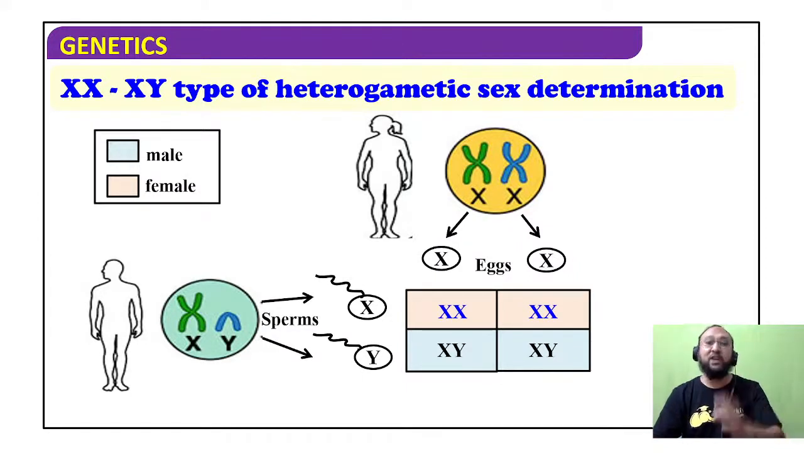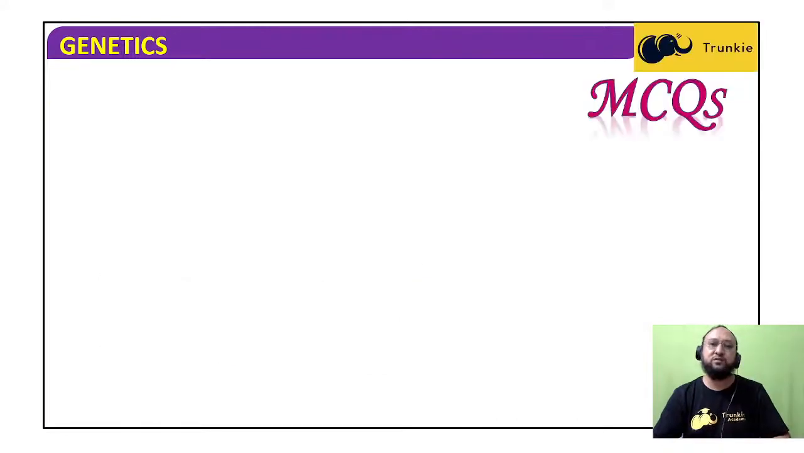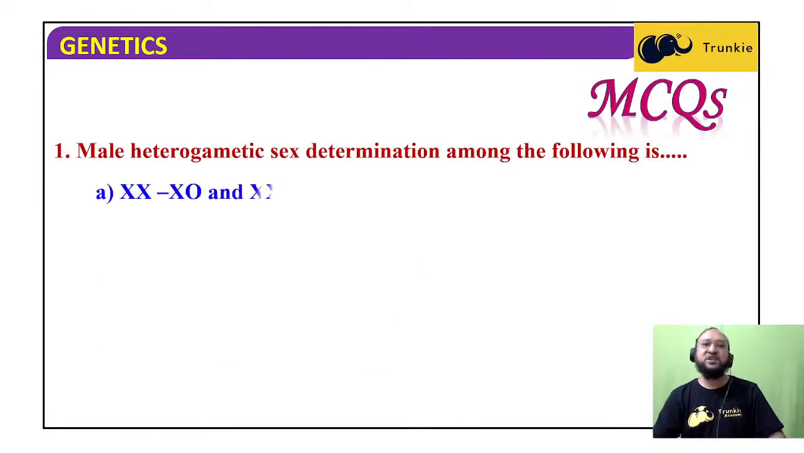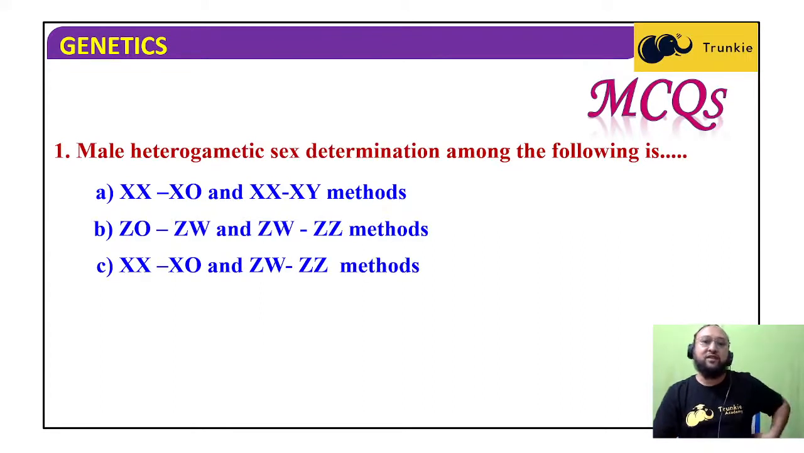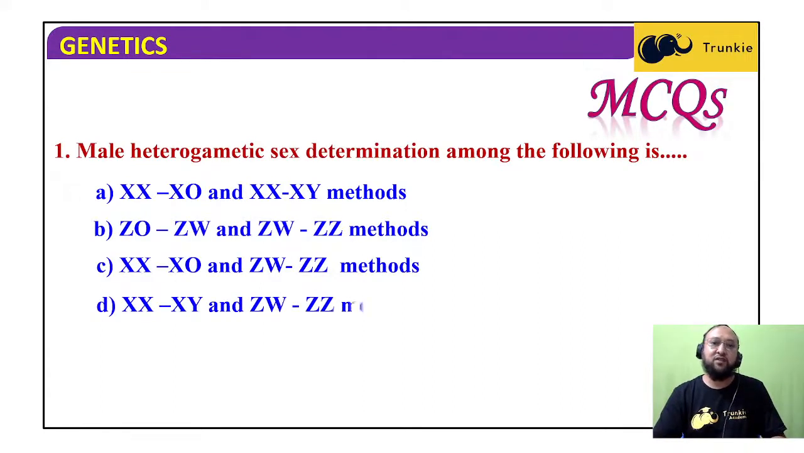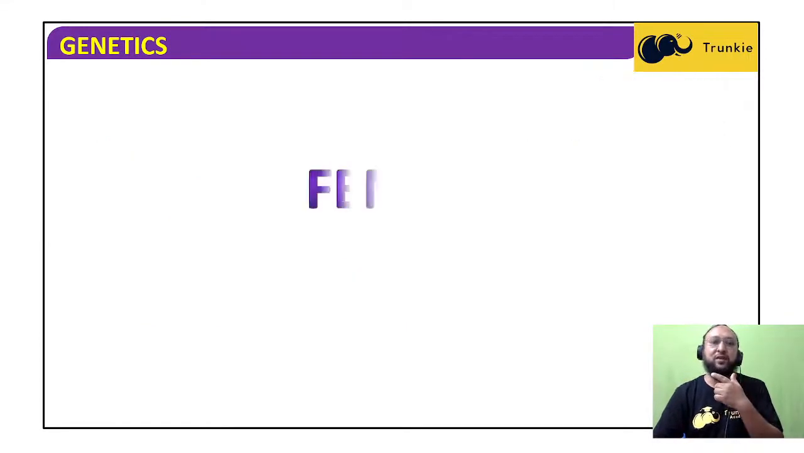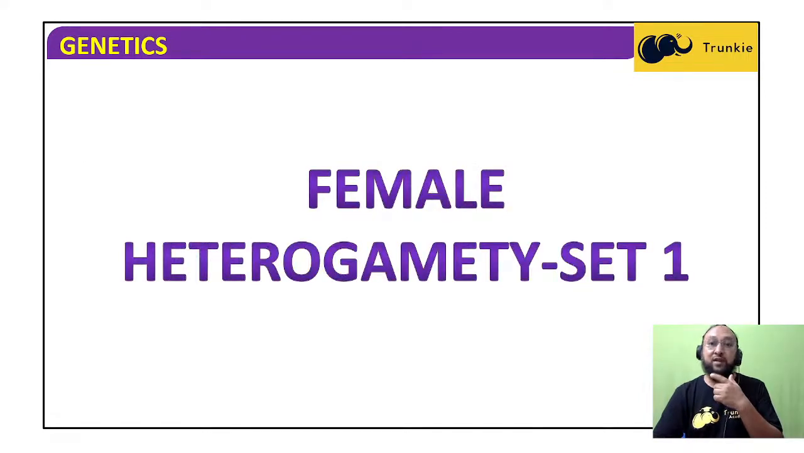It totally depends on which sperm is going to fertilize, the sperm with the Y chromosome or the sperm with the X chromosome. Okay, so male heterogametic sex determination among the following is the XX-XO or XX-XY method, or ZZ-ZW method. It is the XX-XY. Again the same question, I think they repeated.